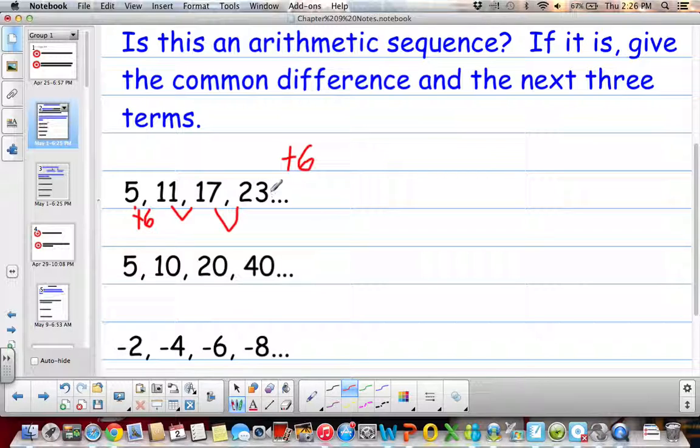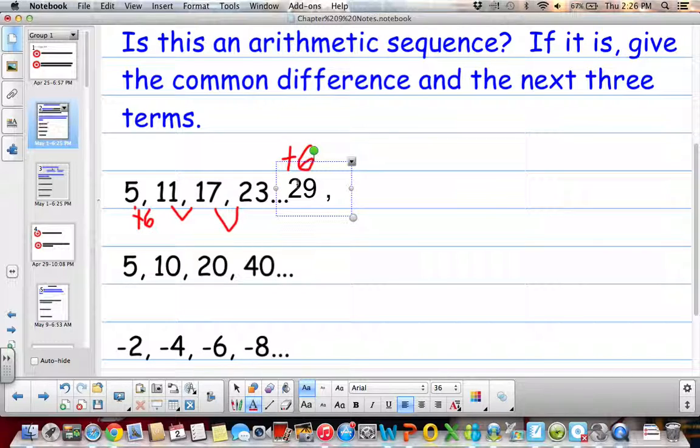So the next three terms, so we have 23, so we would have 23 plus 6 would be 29, and then plus 6 would be 35, plus 6 would be 41.